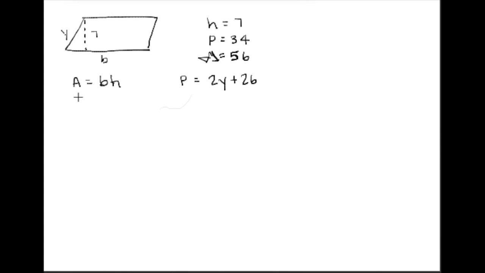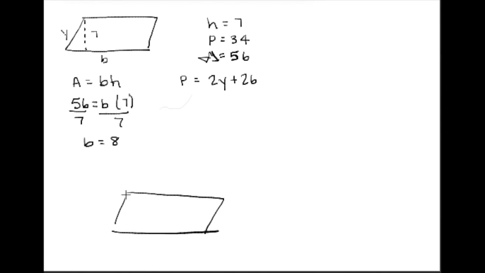and now I'm going to plug in what I know. So 56 equals base times height, and we know that height is 7, so I can divide out 7 on both sides and find out that b is equal to 8. Now I know that my height is 7 and my base is 8, so I'm still looking for that y, which is the other side.